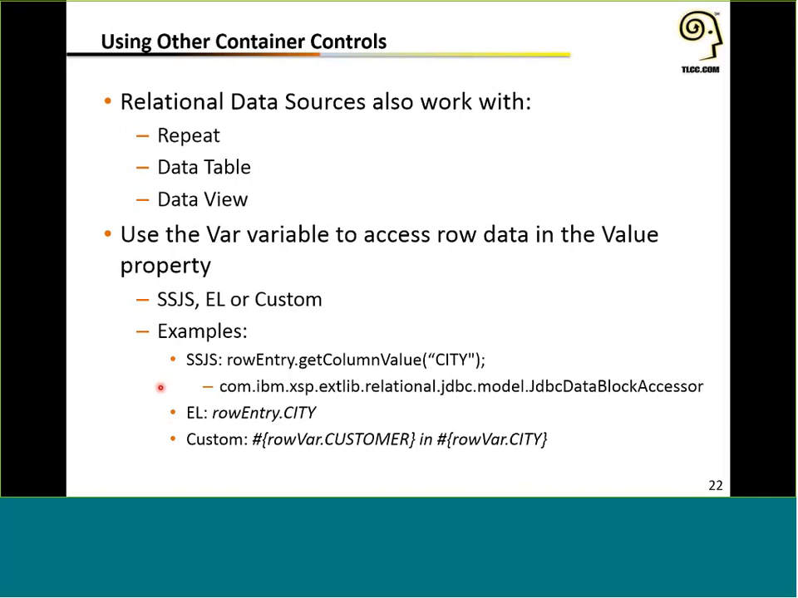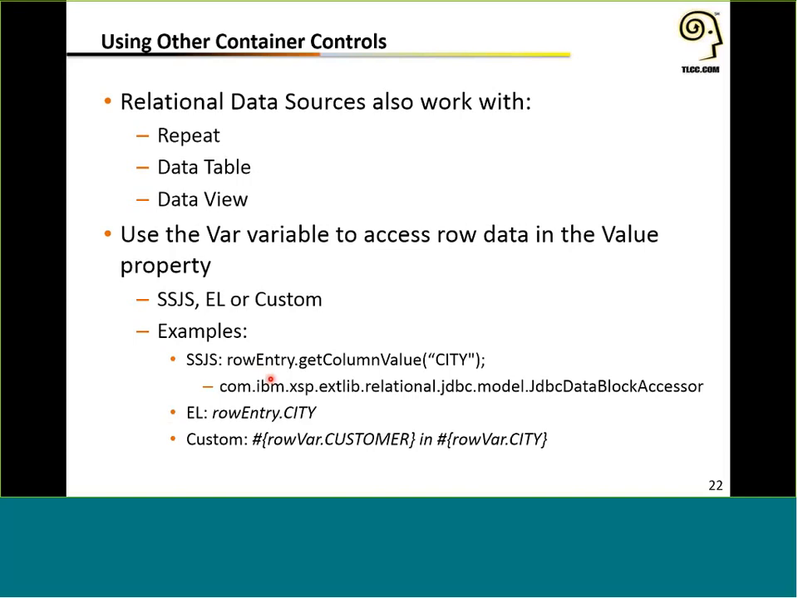What's going to happen is that our row entry that I used in that previous example, that was the var variable that I set up for the view panel. In your repeats, it's called collection name. I think the data table is the same name. But it's the same thing. It's what we use to access the individual rows in our control.